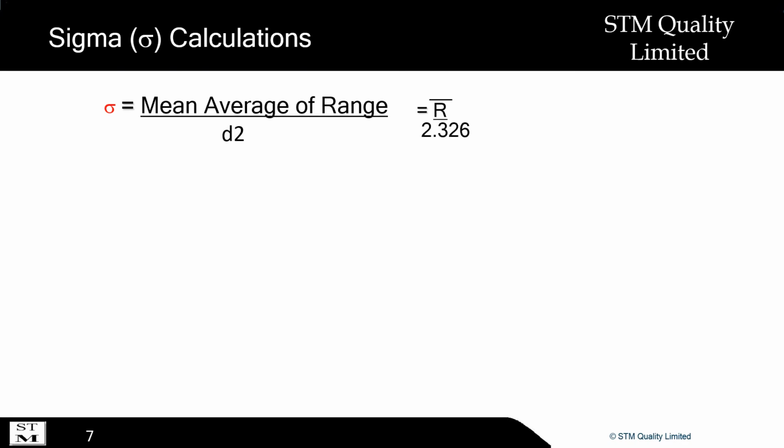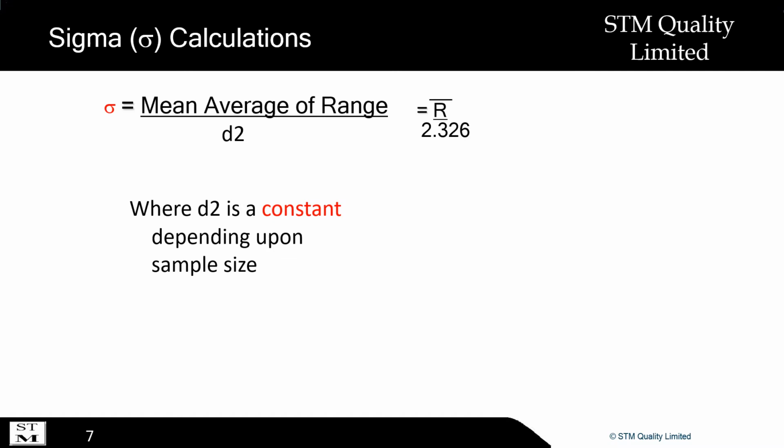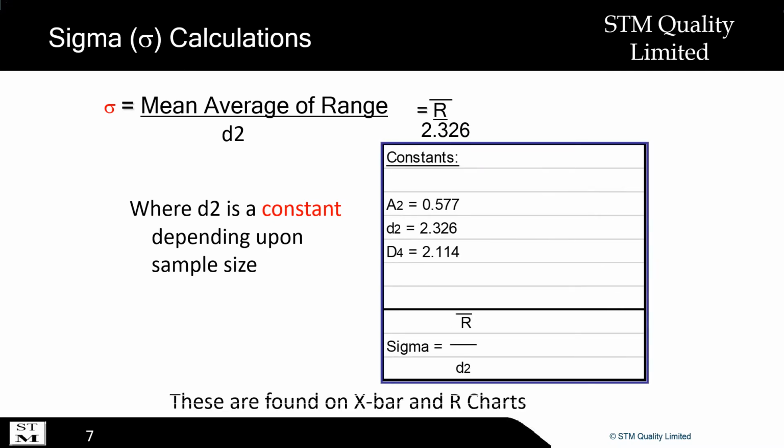Sigma calculations. Sigma is equal to the mean average of the range divided by D2, where D2 is a constant depending upon the sample size. So sigma is equal to R bar divided by 2.326, that particular constant D2. Constants are found on X bar and R charts.